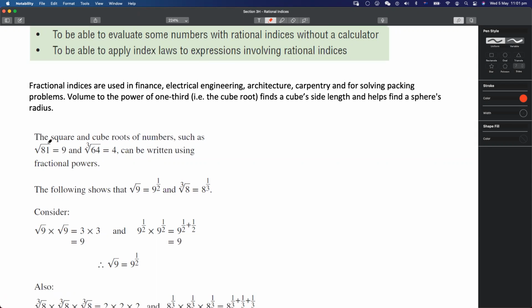So instead of writing surds in this kind of radical form, with radical symbols, we could use fractional powers to represent the same number. The following shows that square root of 9 is equal to 9 to the power 1/2, and cube root of 8 is equal to 8 to the power 1/3.